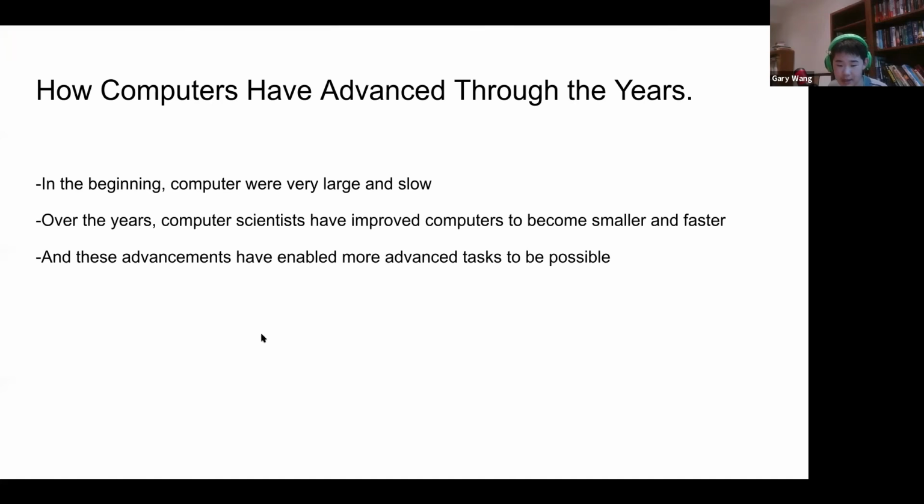So, for example, back then, building a giant robot was very hard. Programming what the robot could do was very hard. But now, since laptops are smaller, faster and better, it's much easier to make these robots and program them.